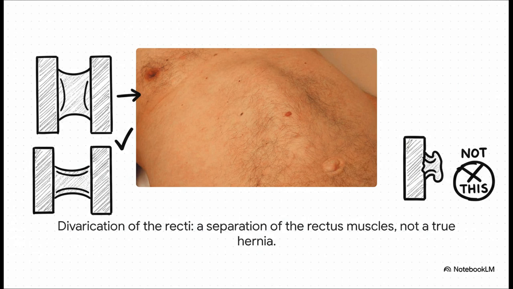What you are looking at here is called a divarication of the recti. This is not a true hernia. It is simply a stretching, a widening of that central linea alba. There is no defect, you see, no actual tear in the fascia for the bowel to protrude through. Differentiating this from a true midline hernia is a key skill you must possess.